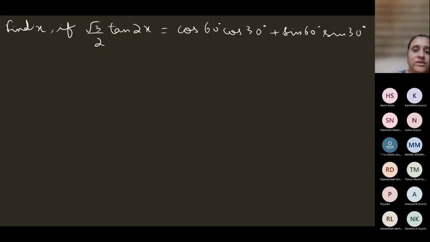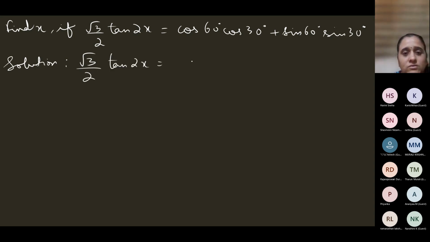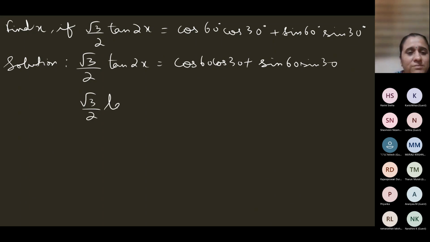So we need to find the value of x. You can see x here in 2x. So let's write out what is given. Root 3 by 2 tan 2x is equal to, this is what is given to us, cos 60 degrees cos 30 degrees plus sine 60 sine 30. Now this is root 3 by 2, nothing can be done here.